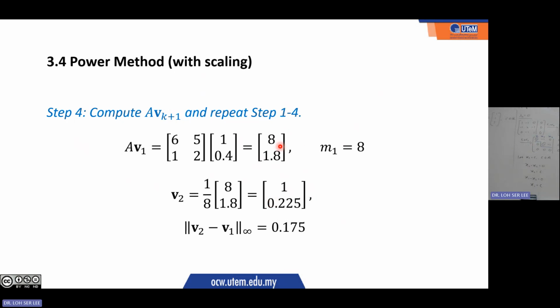So this one, the entry with the largest magnitude is 8. If this is negative 8, this will be negative 8, because this is entry. This is error. Error is different. For error, we just look at magnitude, so we don't take the negative. But for M, this is entry. If there's a negative here, we will take the negative together.